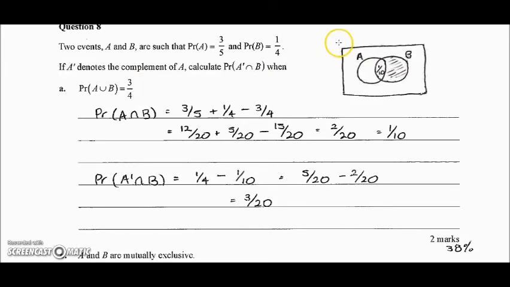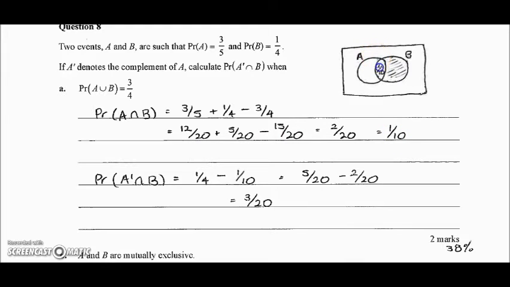Maybe quickly just draw up a Venn diagram, see what we're looking at here. I'd start by working out the probability of A intersects B, which is going to be the probability of A plus the probability of B minus the probability of A union B. So 3/5 plus 1/4 minus 3 on 4. Put it all over 20 and you end up with 1/10.